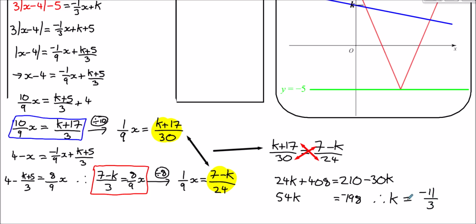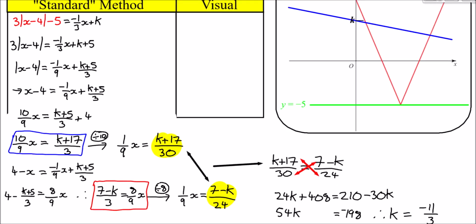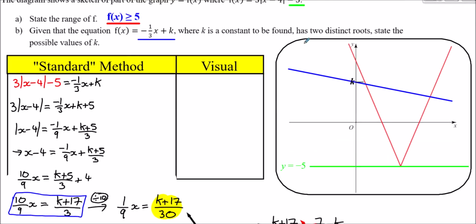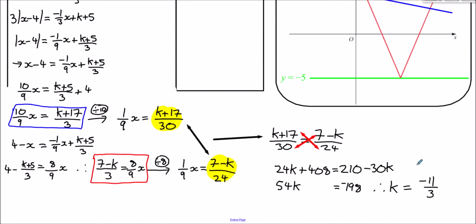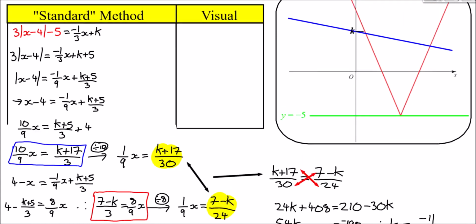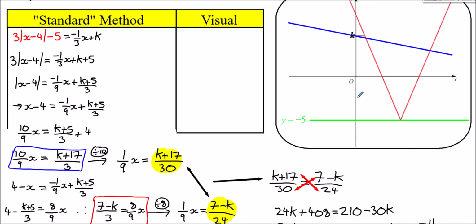Now this isn't quite right, in fact. What we're wanting to solve here is where we want it to have two distinct roots. So the critical value of k would be minus 11 thirds. But what we're actually wanting here is for k to be greater than minus 11 thirds. So if minus 11 thirds were here, k would just have one repeated root.